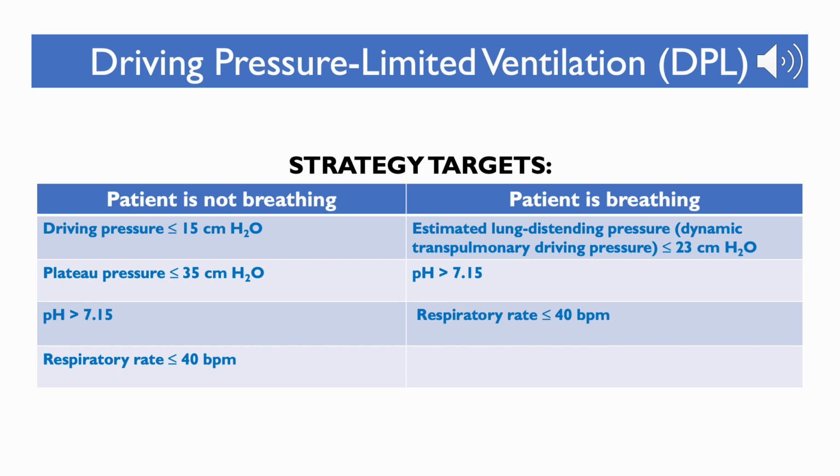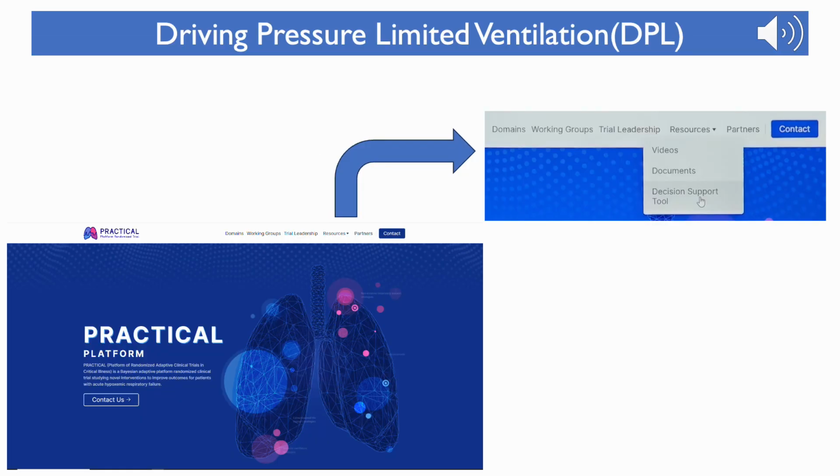During assisted ventilation, when the patient is breathing, we use a different target to reflect the combined effects of the ventilator and the patient effort on the pressure applied to the lung. In this case, the dynamic transpulmonary driving pressure must be less than or equal to 23 centimeters of water. The other measurement targets include a pH above 7.15 and a respiratory rate less than or equal to 40 breaths per minute. You can use the online protocol app to help guide you through the protocol to make sure that the patient is on target.